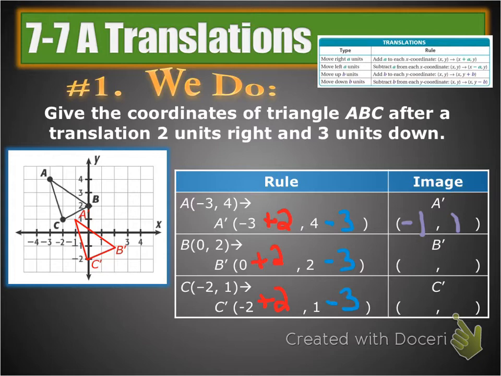The B, 0 plus 2 is 2. 2 minus 3 is -1. And again, if you look at your B prime, it's at 2, -1. Remember, walk to the elevator before you can write it. And if we're looking at C, -2 plus 2 is going to give us 0, and 1 minus 3 is -2. And again, if we look at C prime, it is at 0, -2.